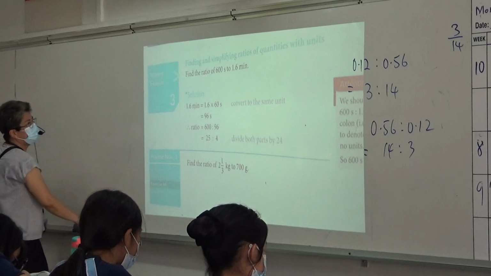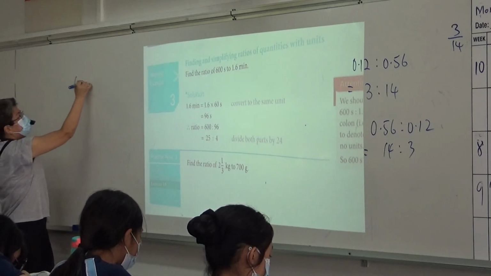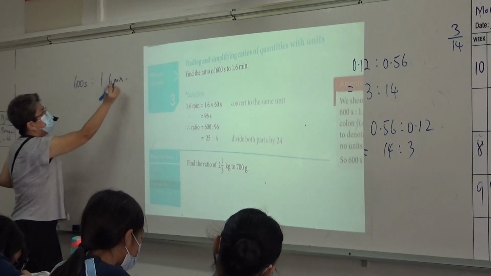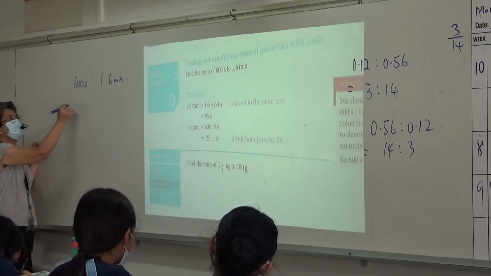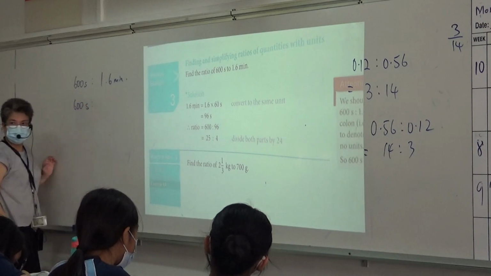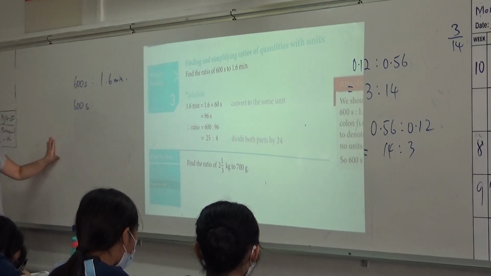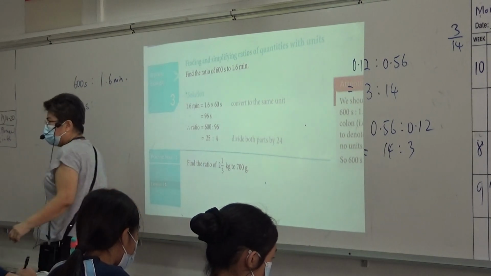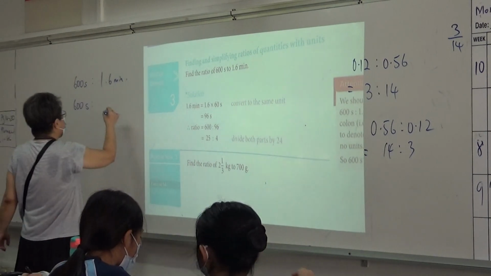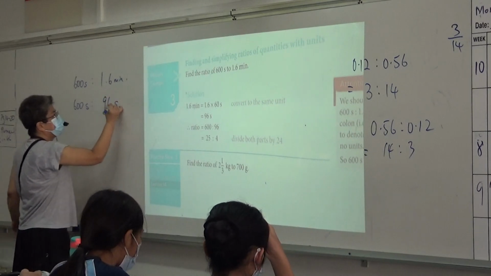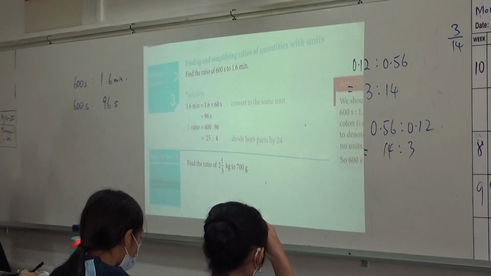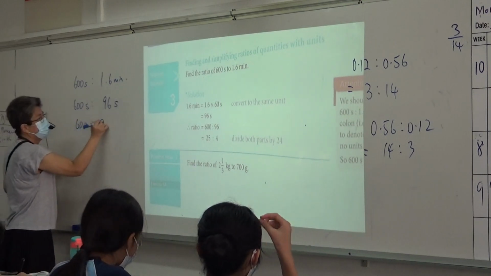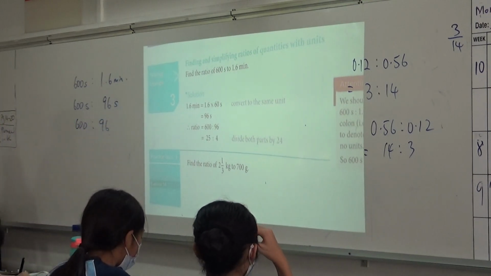Find the ratio of 600 seconds is to 1.6 minutes. Now, this is still 600 seconds. Minutes change to seconds is times what? 60. All of you take 1.6 times 60. 96 seconds, right? Correct. Now, once both are in seconds, we can drop the units.